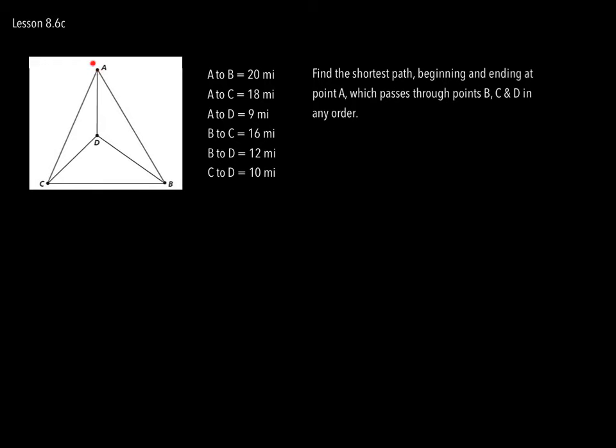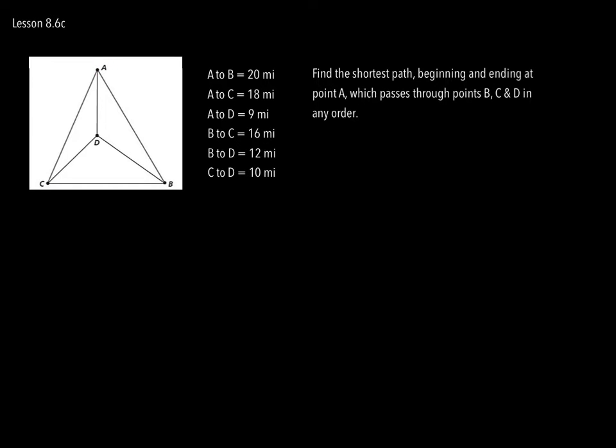So start at A. You have to go through each one of these points, and then it's got to go back to A. What is the shortest distance that you can do? It can go in any order, but you must make sure that you start at A and you go through each one of these points.